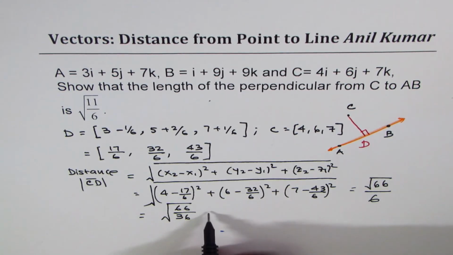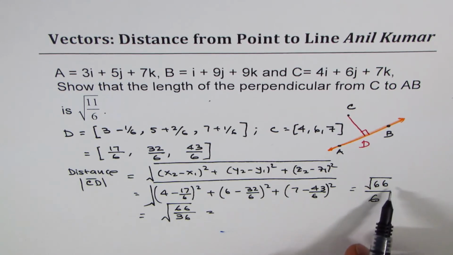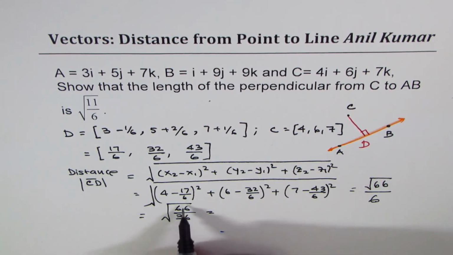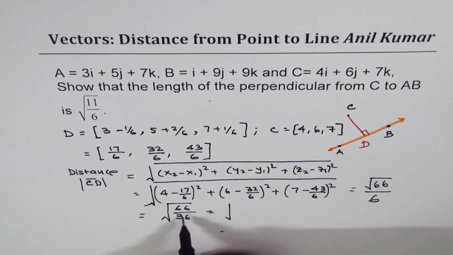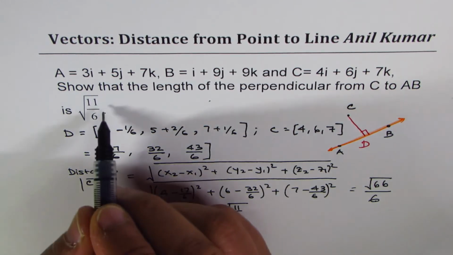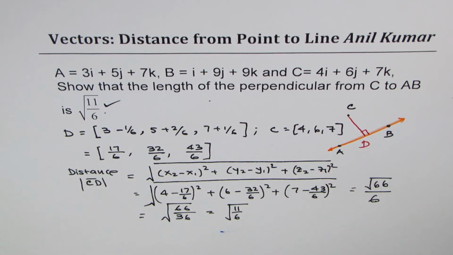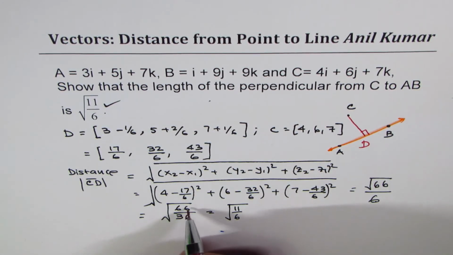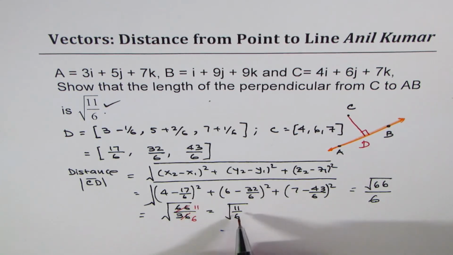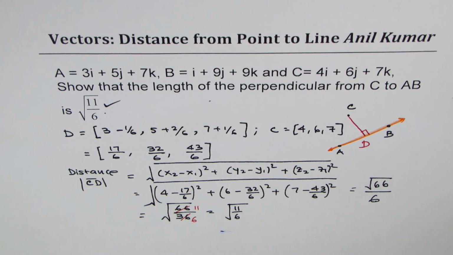Square root of 66 goes in. Square root of 36 is 6, so it's the same, right? You could simplify this, dividing both by 6, you get 11 over 6, right? Which is what we have here. So that is how you could actually, dividing both by 6, we get that answer. So that is how you could actually find or prove that the distance between them is square root 11 over 6. I hope that helps.